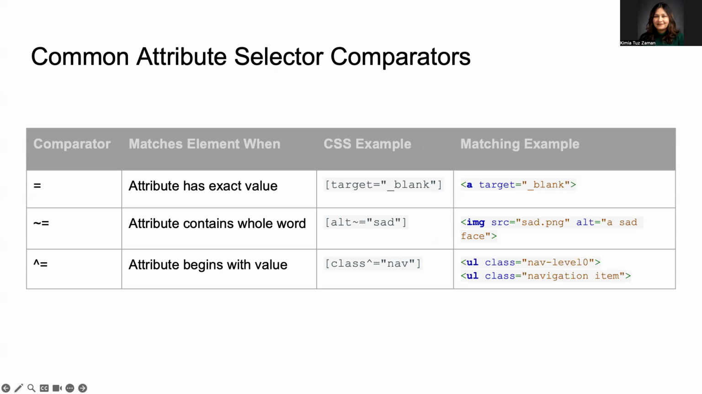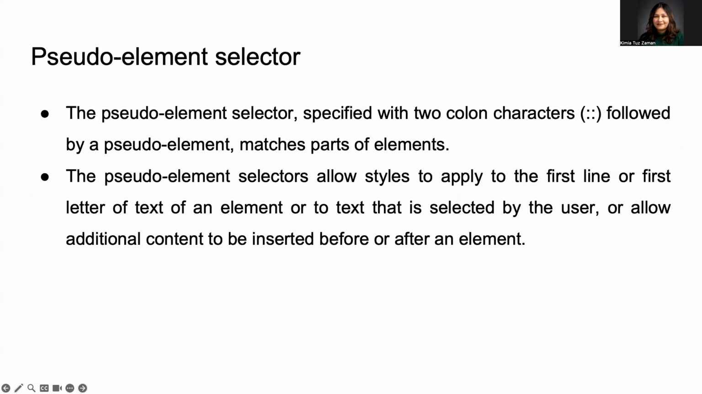And finally, we have the caret equal. This means the attribute begins with a certain value. For instance, class^=nav will select any element where the class starts with nav, like nav-level-0 or navigation-item. So these comparators give us more precision and flexibility when styling elements based on their attributes.